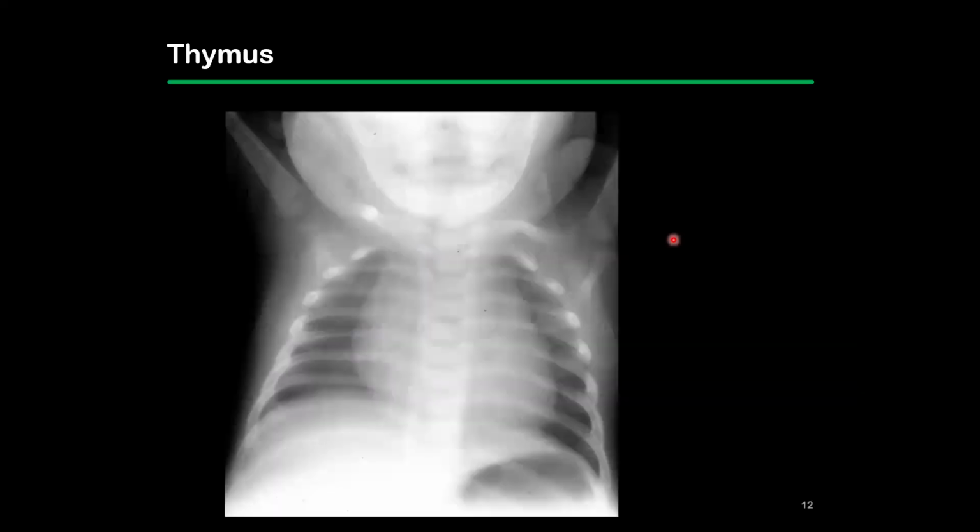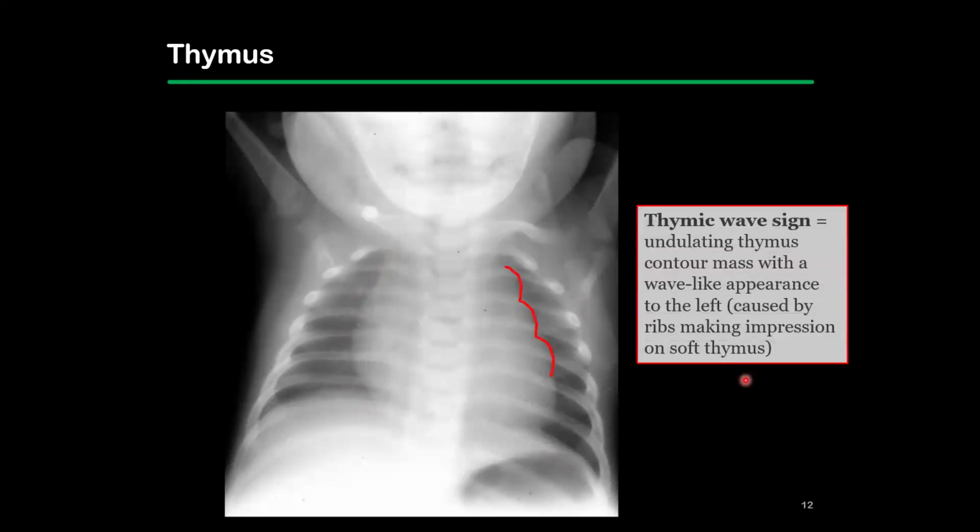This is another example of a thymus in a baby. You may think it's a little bit harder to see, but if you look at the contours of the mediastinum here, this side's very smooth, and this side's a little bit more undulating than we're expecting. This is what's called the thymic wave sign. Since the thymus is so anterior, sometimes it can be modeled by the ribs, and it will cause this little undulation as it interdigitates with the ribs.